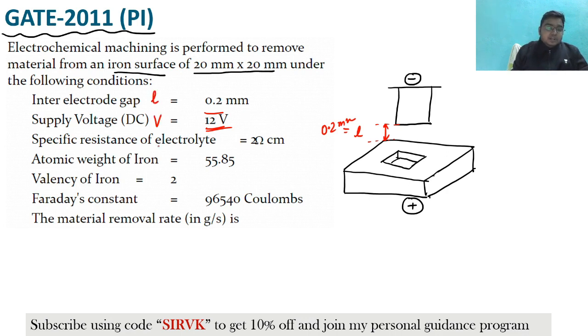Now the specific resistivity of the electrolyte, that is rho, is given as 2 ohm per centimeter. The atomic weight of iron, A, is given as 55.85. The valency V is given, and Faraday's constant F is given. Remember, we know that 96500 is the Faraday's constant, but here in the question it has been told to use 96540. So don't use 96500, otherwise your answers will be wrong.